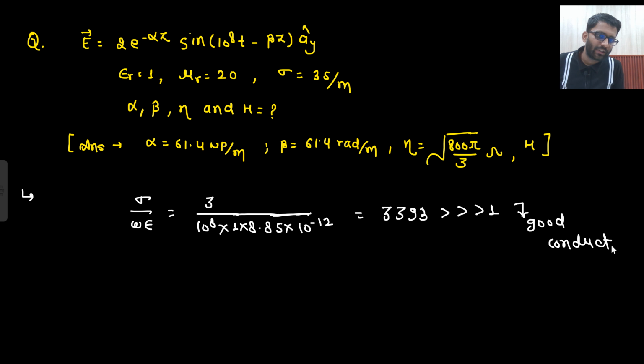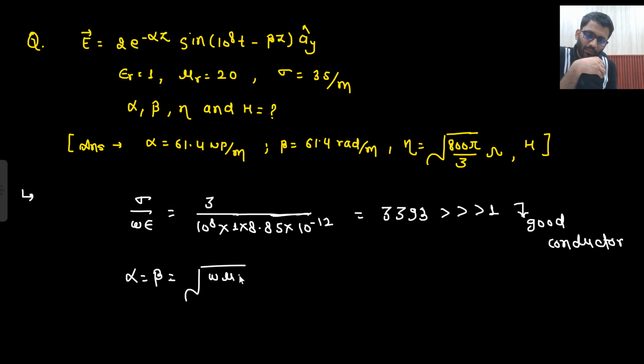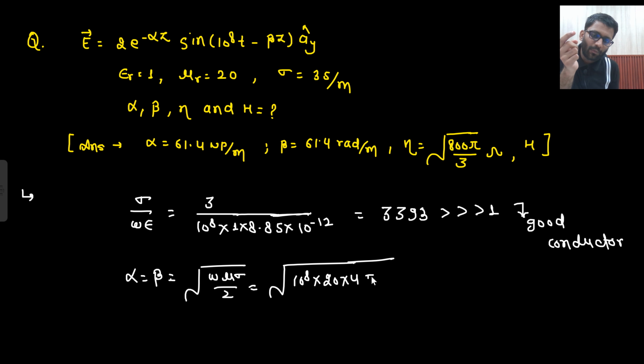Now you can write down all the expressions. So how will you write down all the expressions? Alpha and beta both will be equal. Alpha equals beta, and both equal square root of omega mu sigma by 2. So 10 to the power 8 into mu r is 20, 4 pi into 10 to the power minus 7, into sigma is 3, divided by 2.